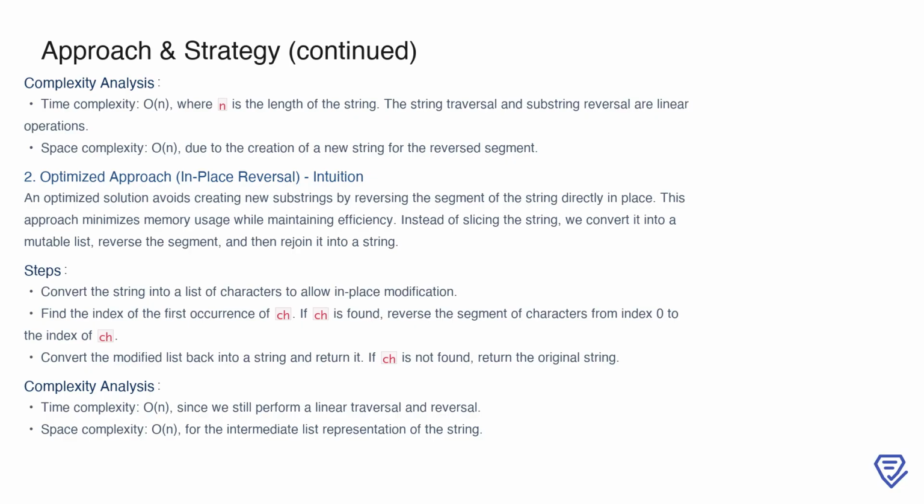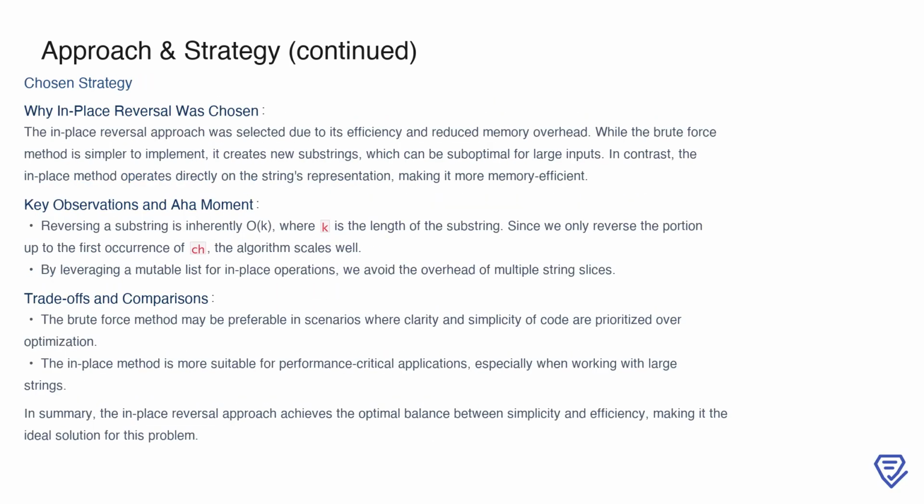If the character ch isn't found, the original string is returned unchanged. The in-place reversal approach was ultimately chosen because it strikes the right balance between efficiency and memory usage. While the brute force method is easier to implement and may be suitable for simpler scenarios, it introduces unnecessary overhead from the creation of new substrings, which can be costly for larger strings. The in-place method, on the other hand, avoids this by operating directly on the mutable list representation of the string.